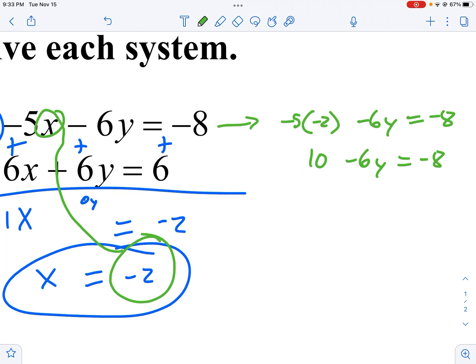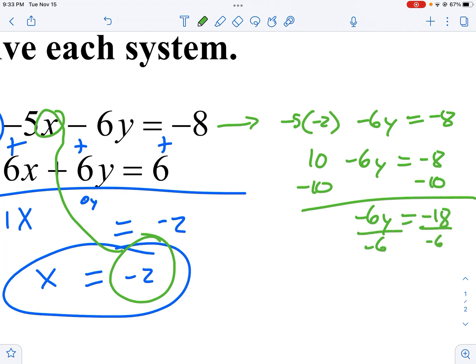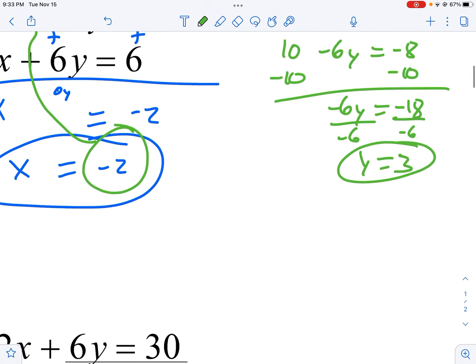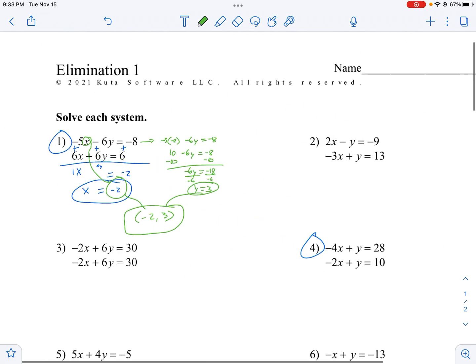So get rid of the 10, subtract it off. And then we got negative 6y equals negative 18. And then I divide by negative 6, divide by negative 6, and we got y is 3. Hooray! We got the x value, we got the y value, so we got the point negative 2, 3. So there you go. Lovely.